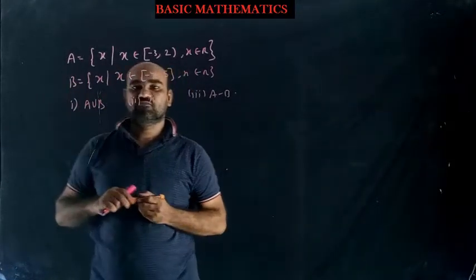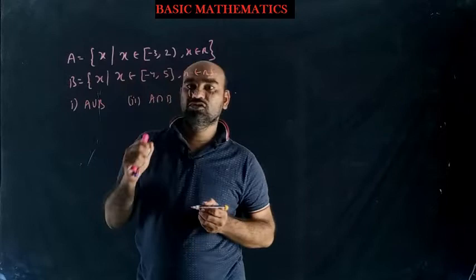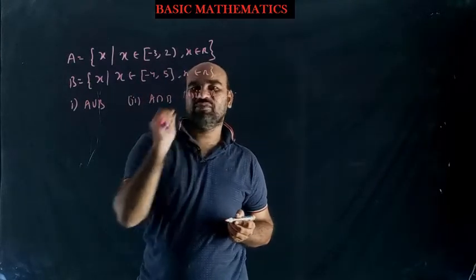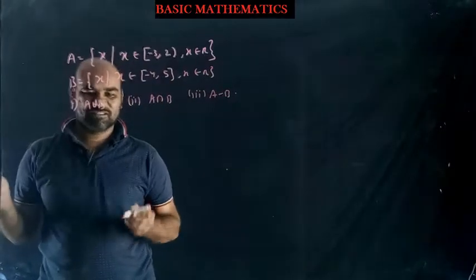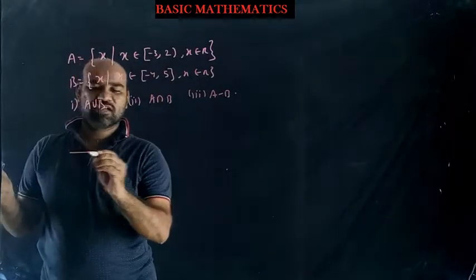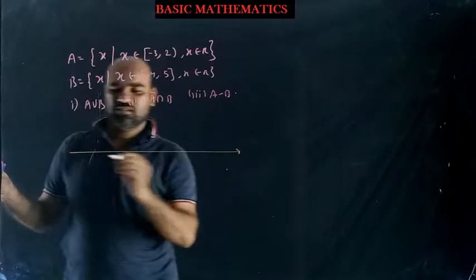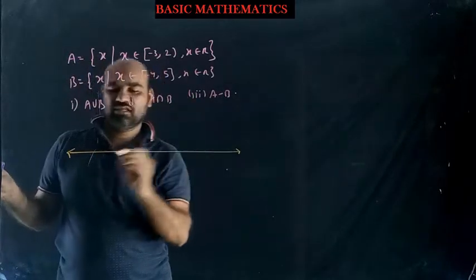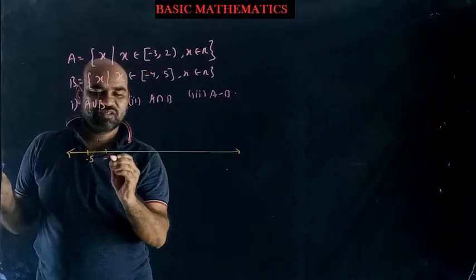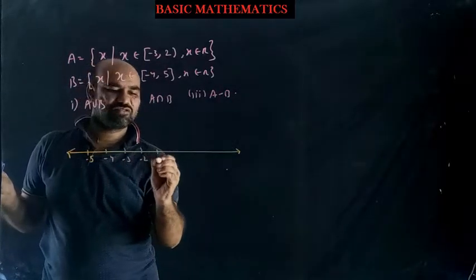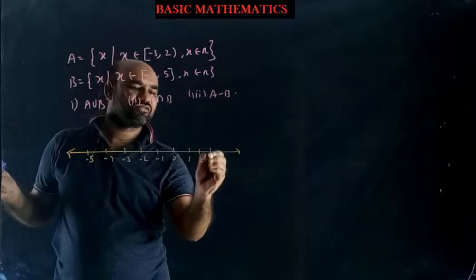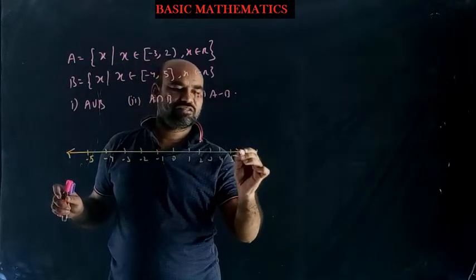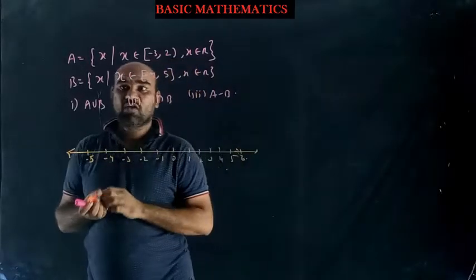Okay. So listen, all of you. By using the number line only you can find the value of A union B, A intersection B, A minus B. That is the easiest way. First of all, draw a number line. Minus 5, minus 4, minus 3, minus 2, minus 1, 0, 1, 2, 3, 4, 5, 6. Okay. What does it say about A?